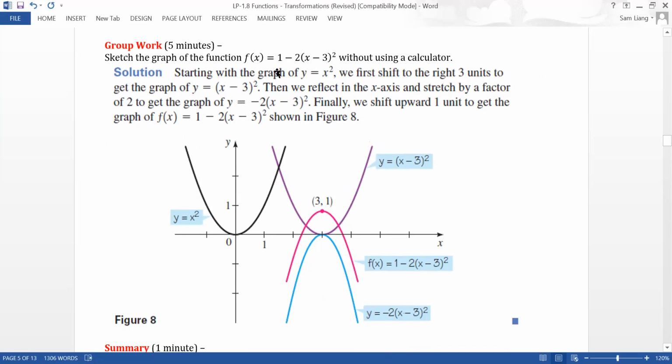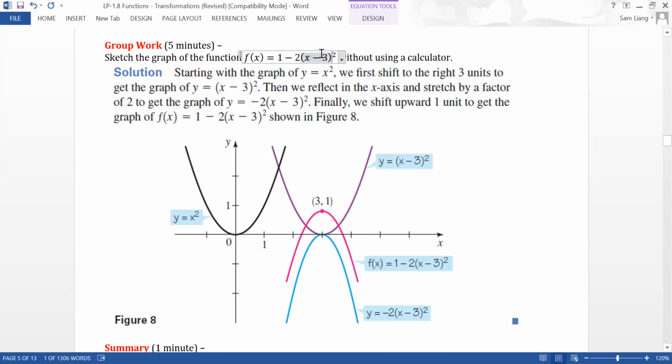Starting with the graph of y equals x squared, we first shift to the right 3 units. So that's this part here, x minus 3. So shift right 3 units, right? That arrow moves to the right 3, to get the graph of y equals x minus 3 squared. Initially we have this parent function or toolkit function, y equals x squared. We first shift to the purple one, x minus 3 squared. And then we reflect in the x-axis and stretch by a factor of 2 to get the graph of y equals negative 2 x minus 3 squared.